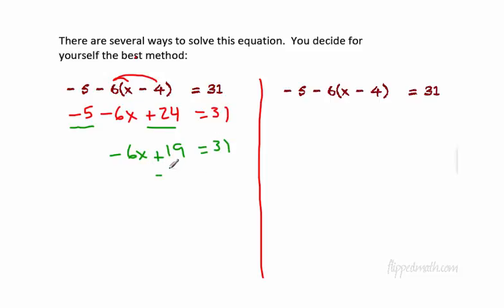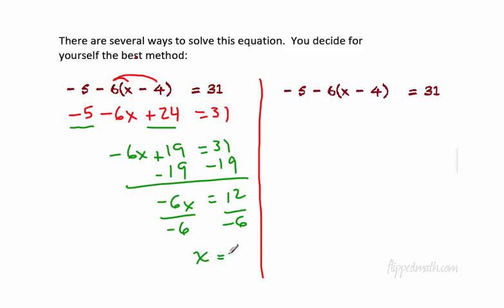Subtract 19 from each side. 31 minus 19 is 12. So we get -6x equals 12. We divide by -6, and we're all done with that one. We get x equals -2. Make sure you box that answer there. Equal signs are all lining up. Okay, we did a good job.